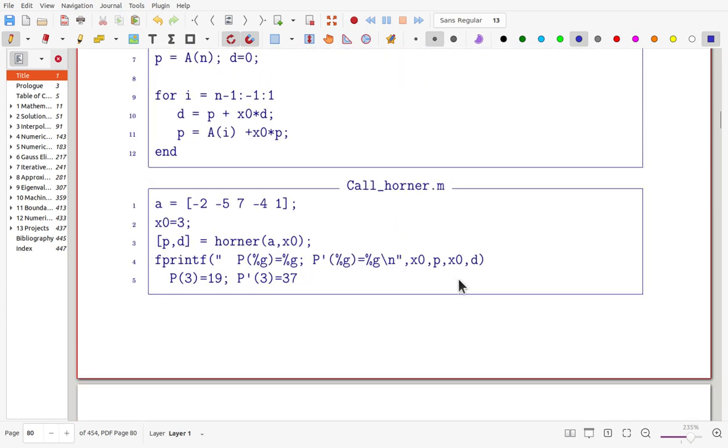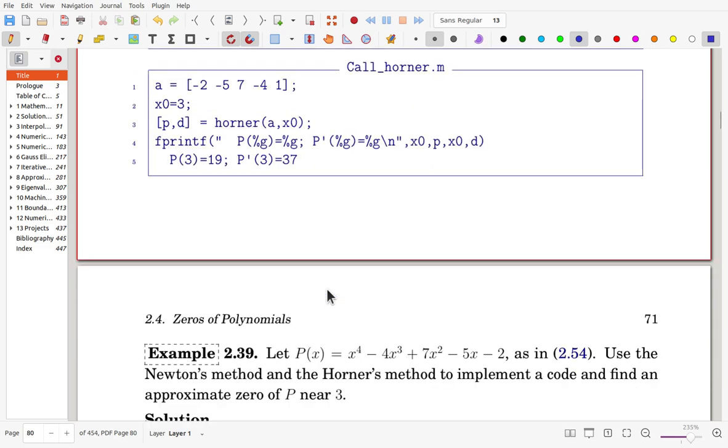Now here we collect the coefficients from A0 and set x0 to 3 for the polynomial used in the earlier example. Then we call Horner.m and print out. So here P(3) is 19, P'(3) is 37. They are correct answers. Okay.